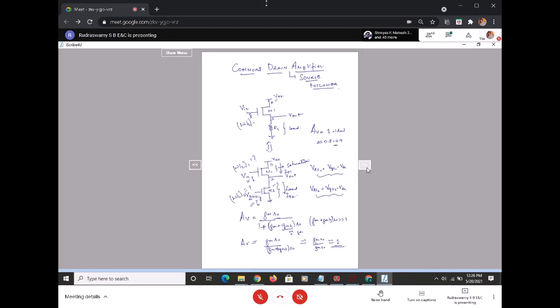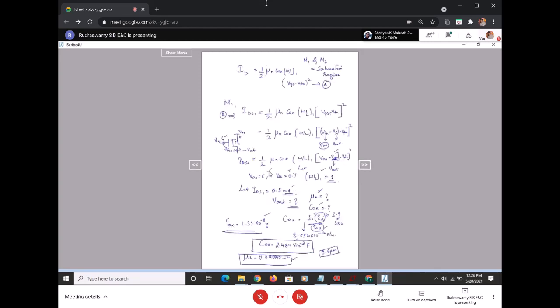Then we have to find out the W by L of M1 and the W by L of M2, starting with the current equation in the saturation region. That is what we did. First, we started with the M1 transistor analysis with the drain to source current, through which we try to get the V out.